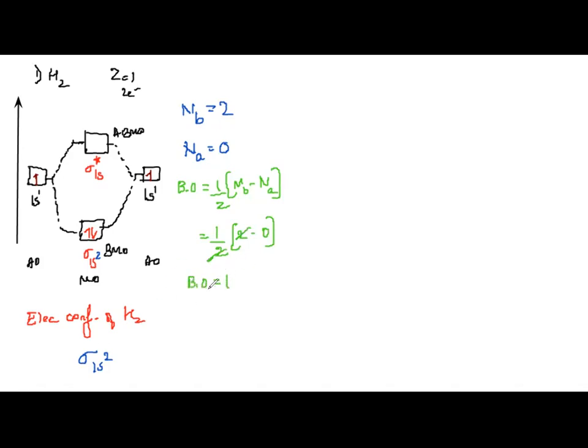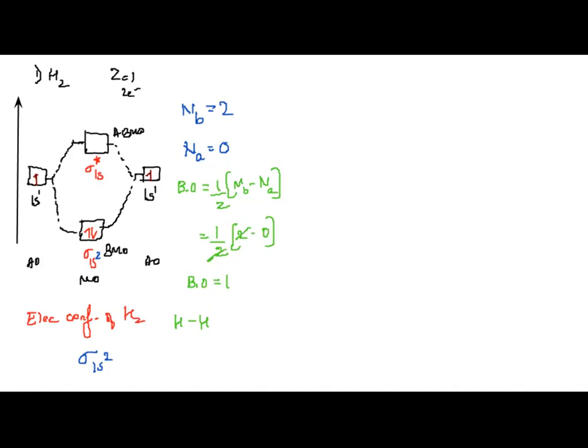What does bond order equal to 1 mean? Bond order equal to 1 means there is a single covalent bond in the hydrogen molecule. So bond order is 1, single covalent bond.